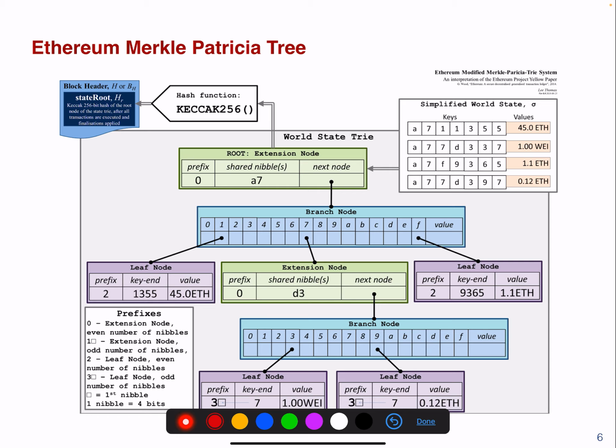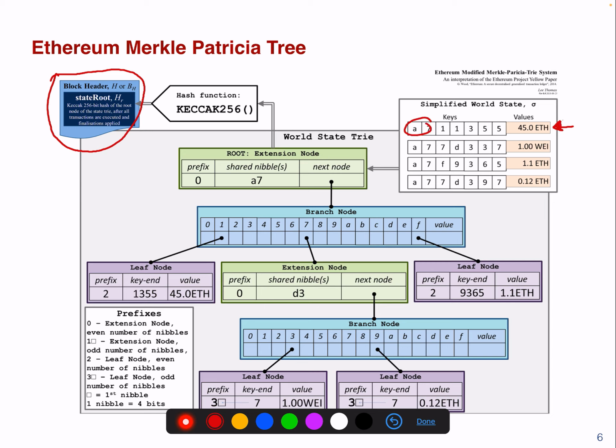How does this work now in the actual Ethereum blockchain? We start at the block header, the one we've seen at the beginning of this lecture, and then there's a Keccak-256 hash that is taken from the root of the Merkle tree. So here you have a root, and now we have a list of keys that we want to look up.